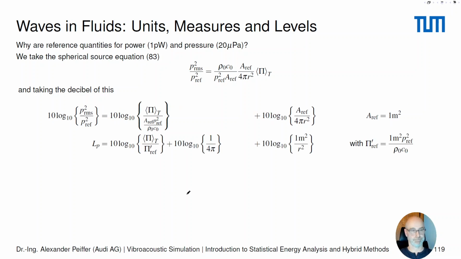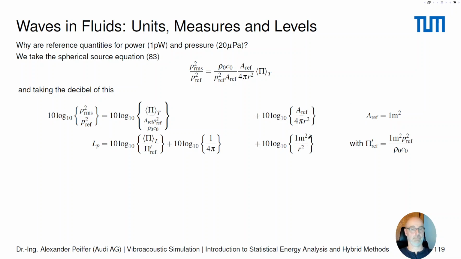And if we do so, we get this expression. So this term here can be described as the reference power. This is just a geometrical factor coming from the 1 divided by 4 pi. And this is just the distance factor, 1 square meter divided by the radius or the distance. So now you understand why we needed this reference value.